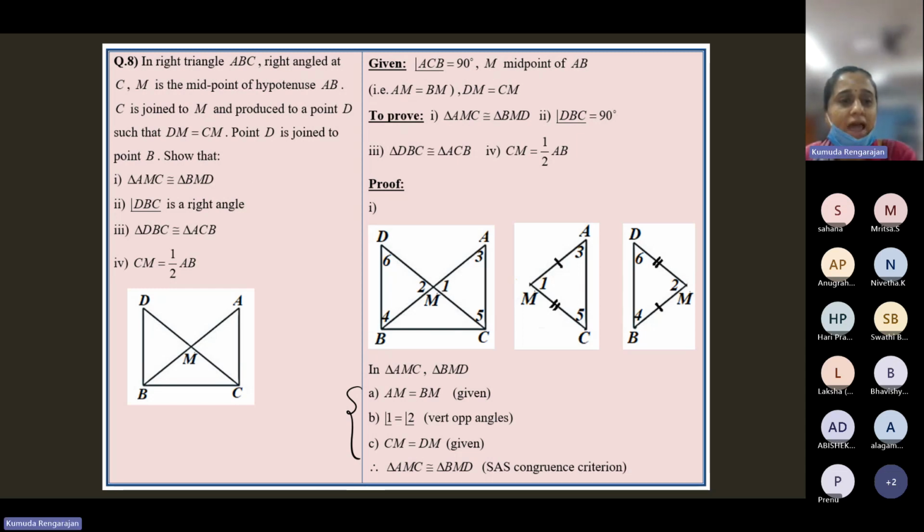Next, we'll have to prove that angle DBC is a right angle. Angle DBC, this angle, is a right angle. Because in the question, we are only given that angle C is 90 degrees. We have to prove that angle DBC is 90.